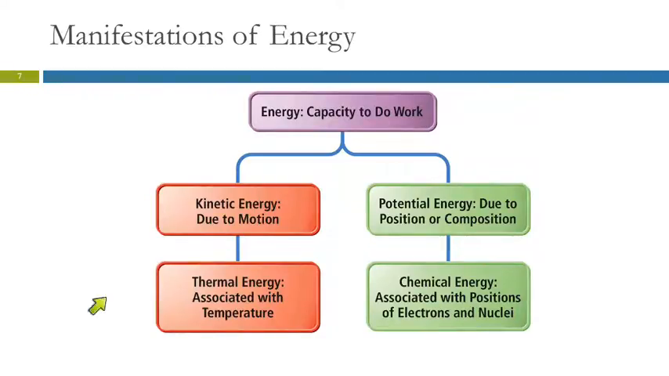So here's the overview. Energy is the capacity to do work. We've got kinetic energy, that's due to motion. Thermal energy is a subcategory, that's energy associated with temperature. Potential energy has to do with position or composition. Chemical energy is a subcategory of that.